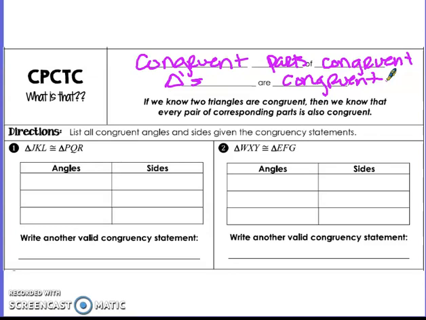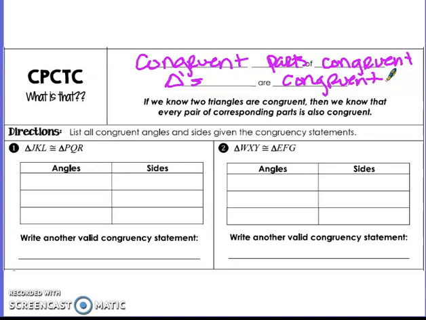However, you have to know the triangles are congruent to be able to talk about the parts. If you don't know they're congruent, you can't assume that the parts are going to be. So, if we have triangles, and we look at number 1 and 2, there's always going to be 3 sides and 3 angles. So if it asks for all congruent angles and all congruent sides, you need 3 of each.